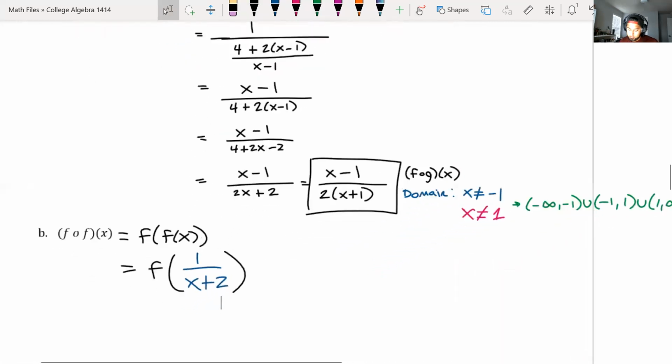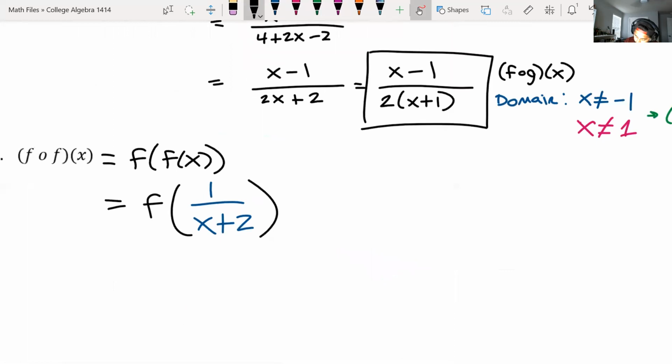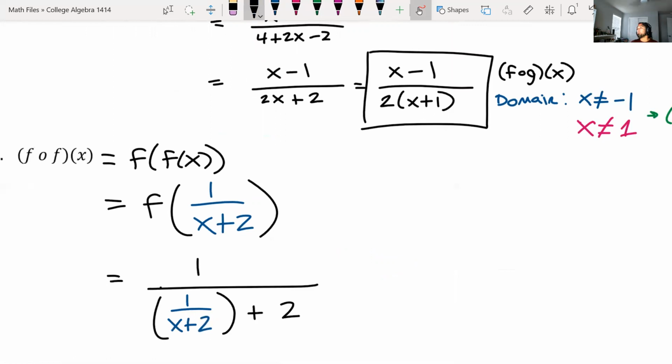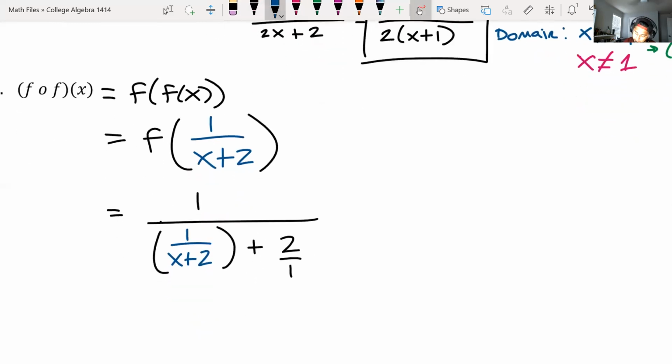All right. So this is what we're going to have. 1 over x plus 2, plus 2. Okay. So we've just taken f, plugged it into itself, and now we have to simplify. So just like the last one, we're going to put 2 over 1 and get a common denominator of what? X plus 2.